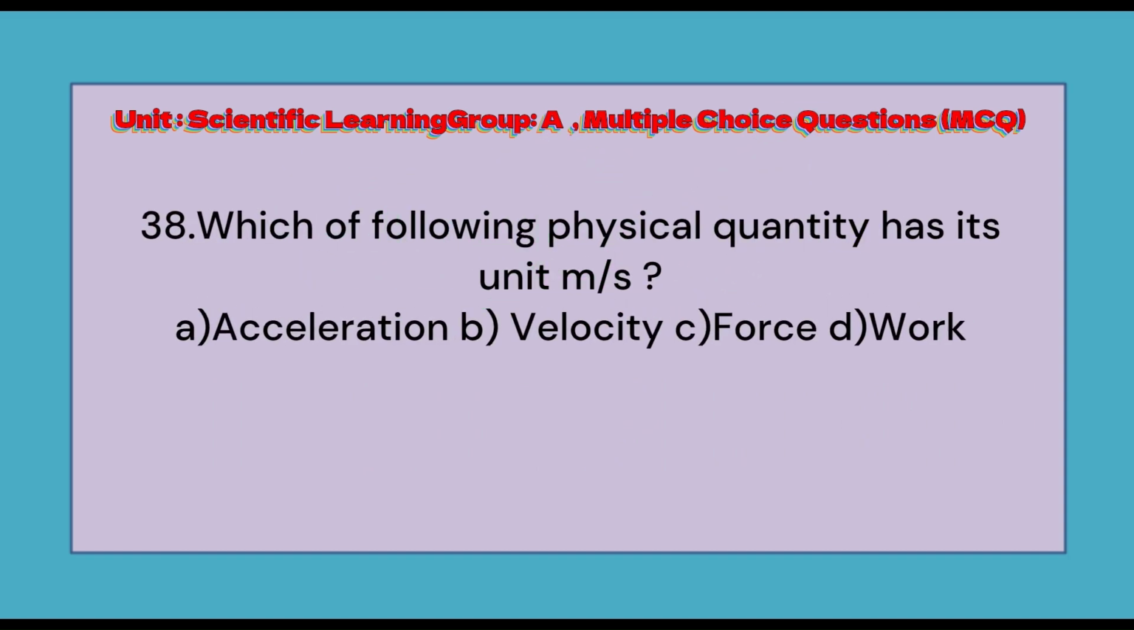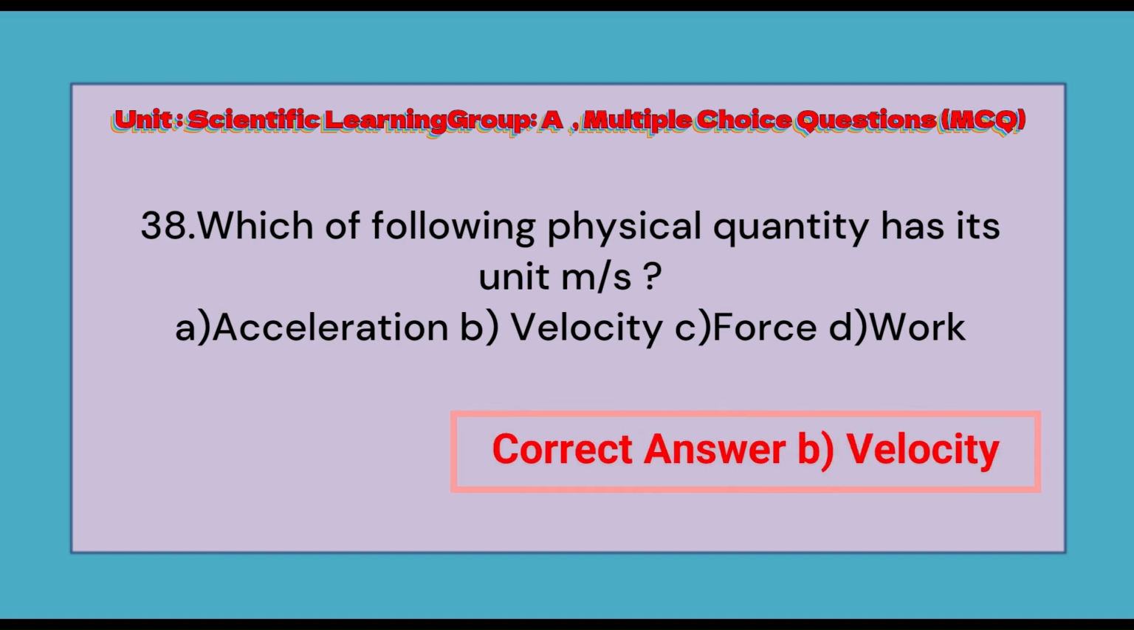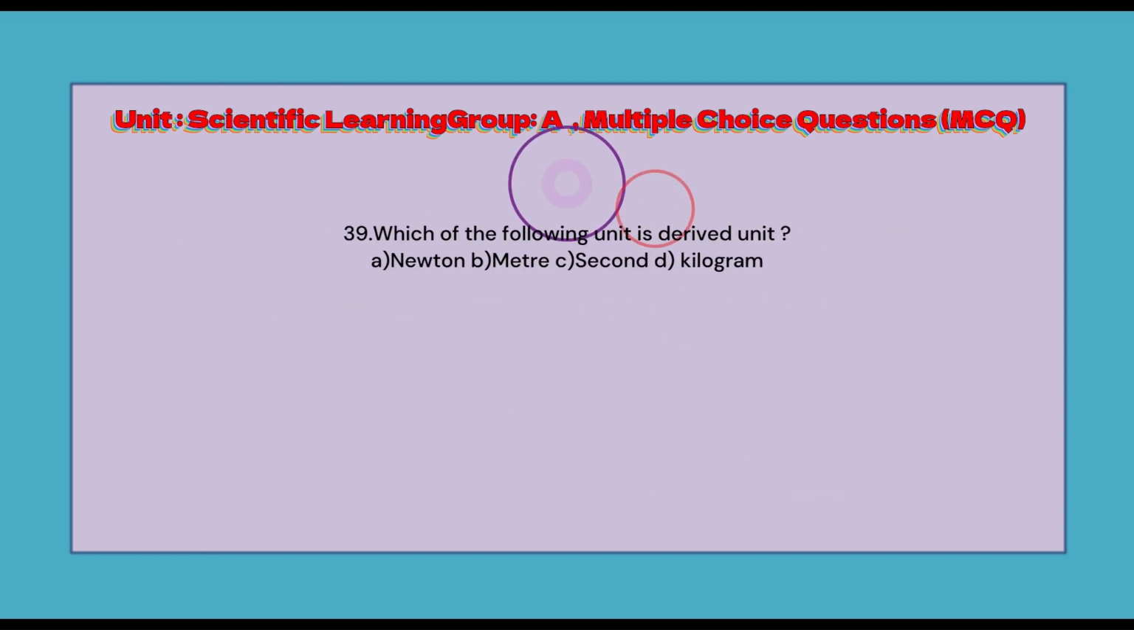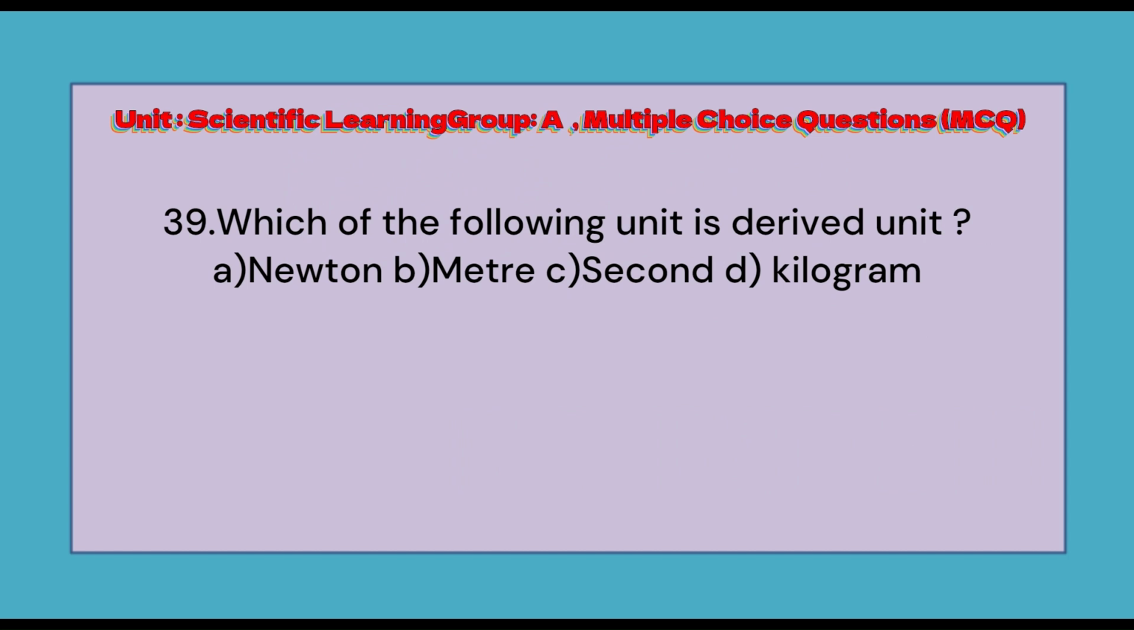38. Which of the following physical quantities has its unit meter per second? A. Acceleration. B. Velocity. C. Force. D. Work. Correct answer. B. Velocity.